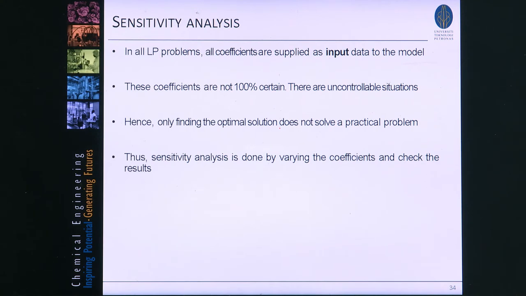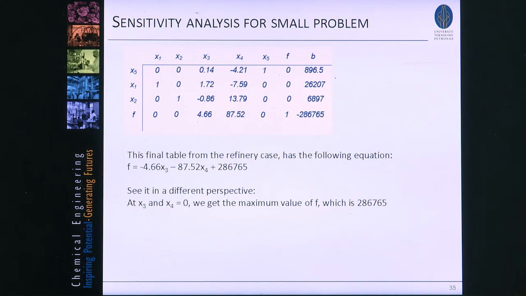and then we can solve that again so that we can have a picture or feeling of how the solution changes corresponding to the uncertainties in the parameters. If we go back to our refinery, the final table over here gives us f equals minus 466x3 minus 87.52x4 plus 286.765. And if we see it from a different perspective, at x3 equals 0, x4 equals 0, we get 286.765, which is the maximum value of our objective function.